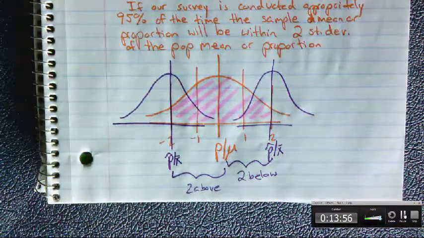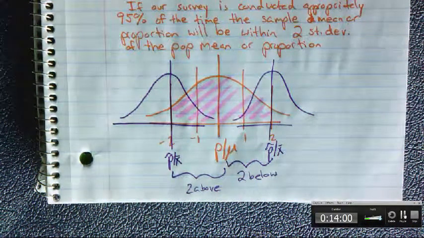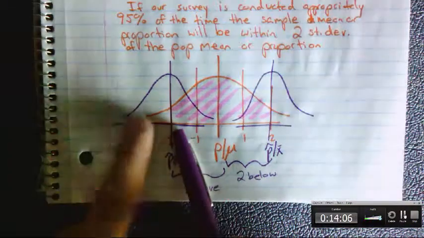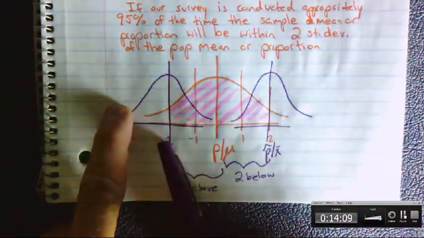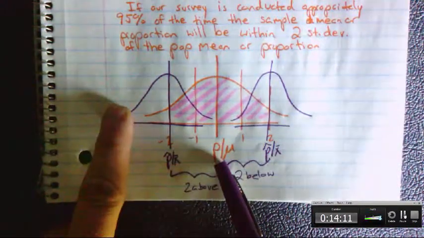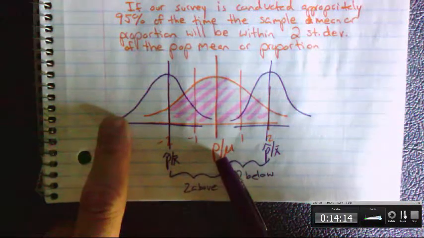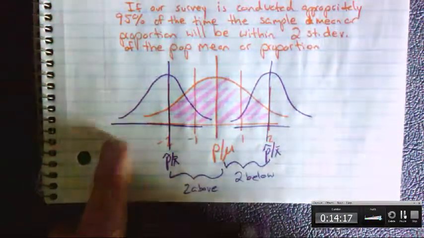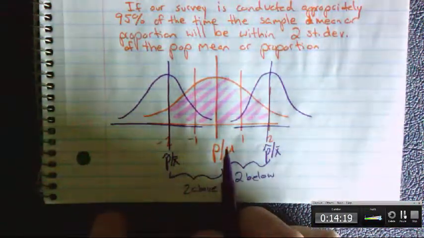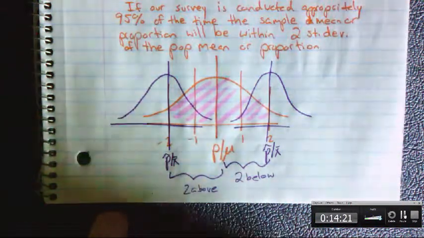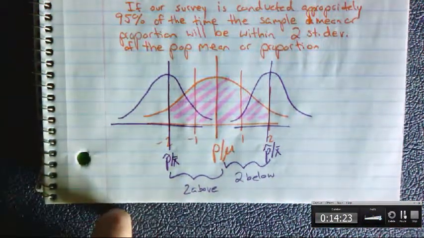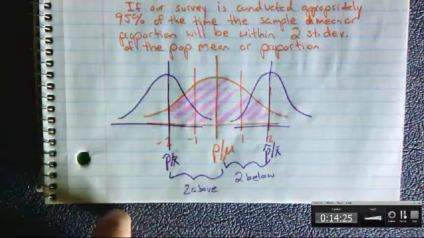So that means that the concept of that 95% confidence interval still holds true. If 95% of the time our sample is going to be either 2 standard deviations below or above the population, then that means if you collect a sample appropriately, 95% of the time the population should also be within 2 standard deviations of the sample. Does that make sense to everybody?